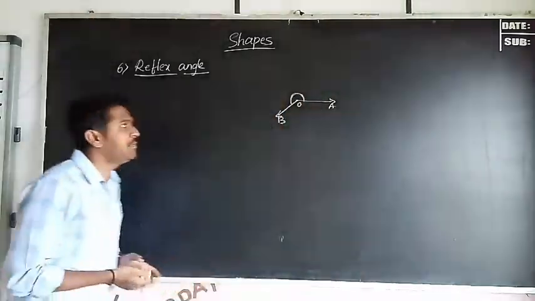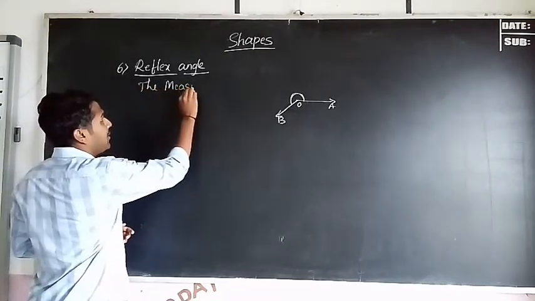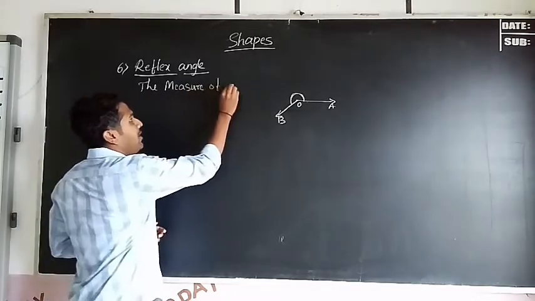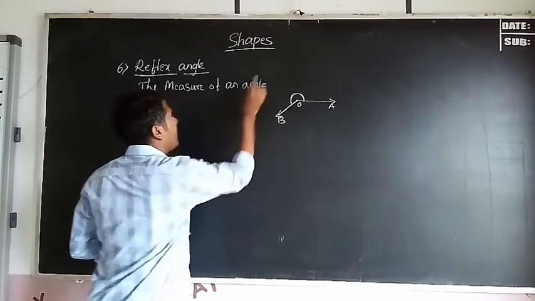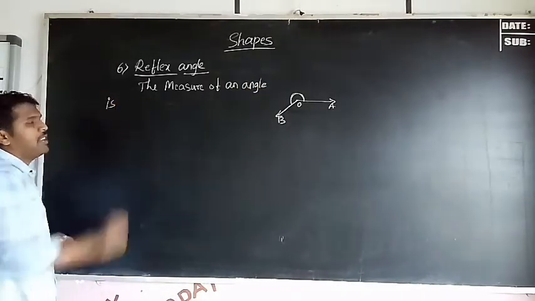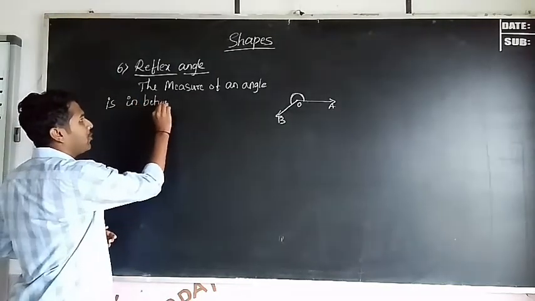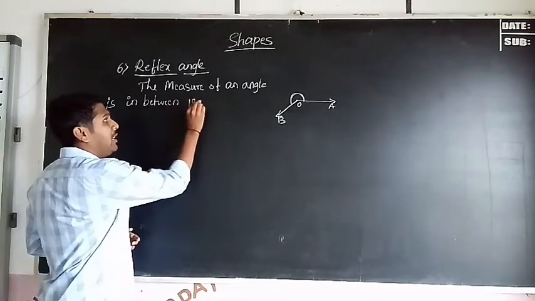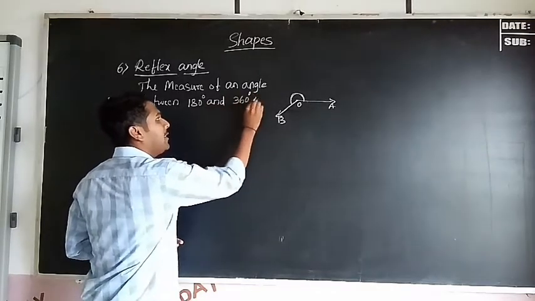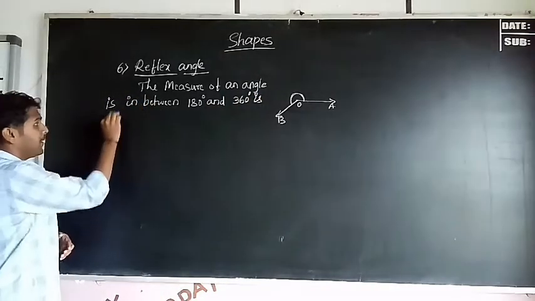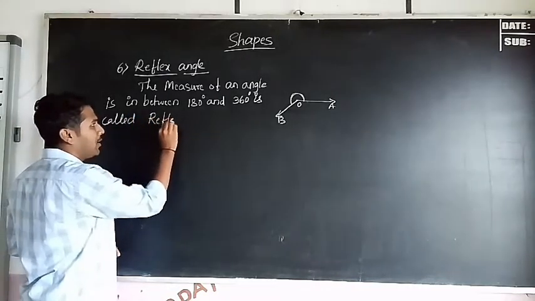So write down the definition. The measure of an angle is in between 180 degree and 360 degree is called reflex angle.